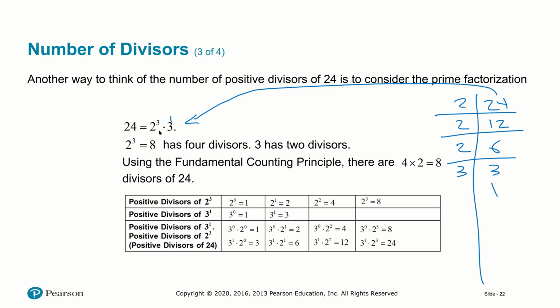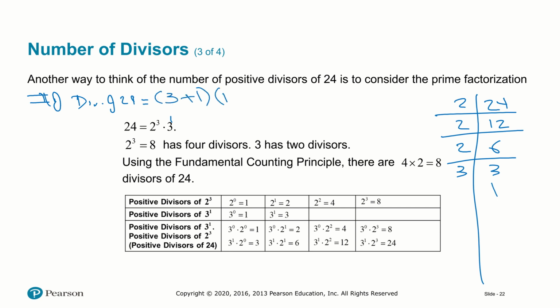So here, the number of divisors of 24 is going to be 3 plus 1 times 1 plus 1. So we end up with 4 times 2, which is 8. And that's how you do that very simply and efficiently.